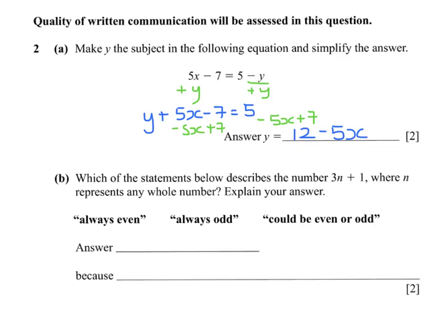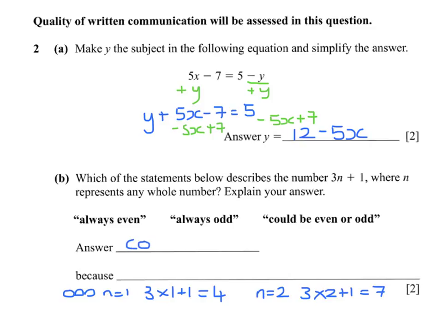To answer part B, I'm going to start by substituting in one odd and one even value. So for my odd value, I'm going to do n equals 1. So we have 3 times 1 plus 1, which equals 4. If we then repeat this with an even number, n is 2. So I have 3 times 2 plus 1, 6 plus 1, which is 7.